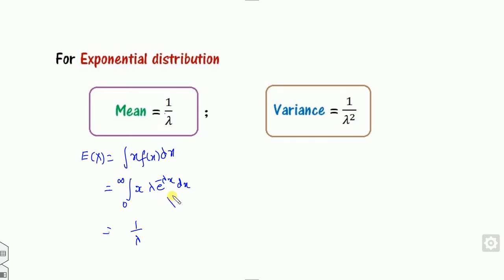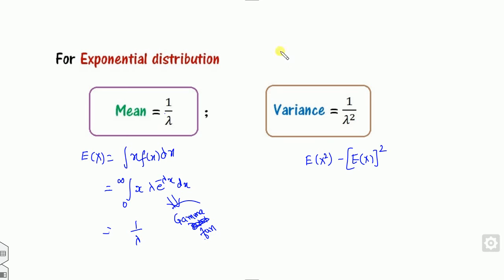And if you carefully look at that, I'll just give you a hint, you can try to prove it yourself. This is nothing but the gamma function. You can use the gamma function, or else you can integrate by parts. And how you find the variance is E(X square) minus E(X) whole square. So once you solve this, you will get this.